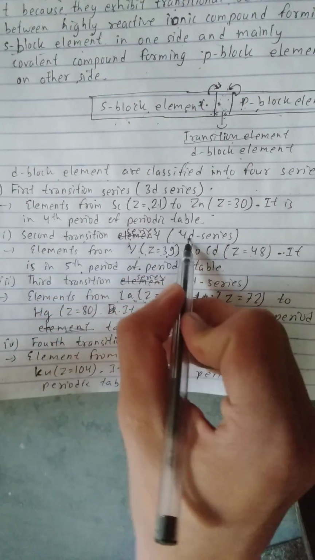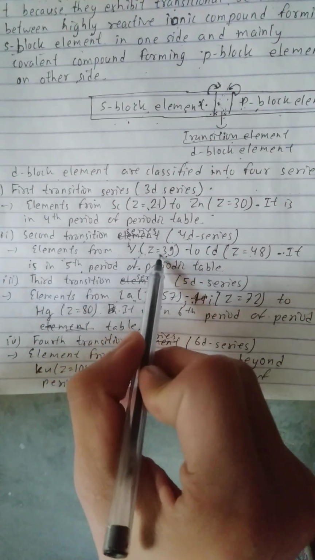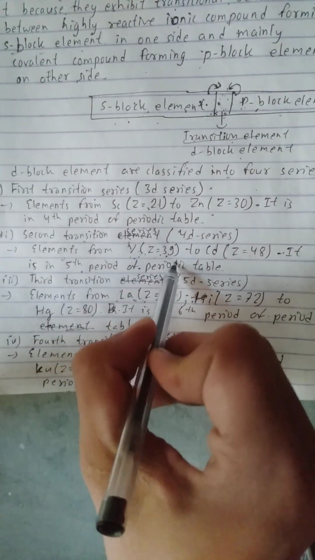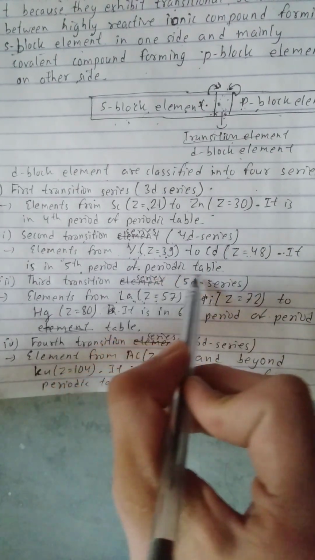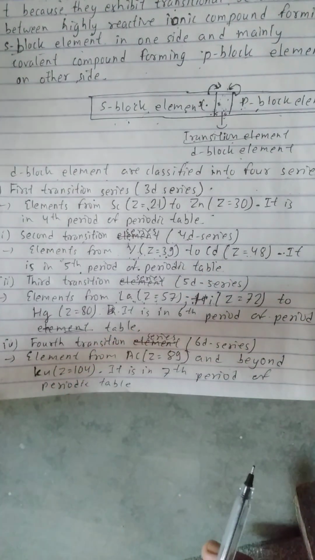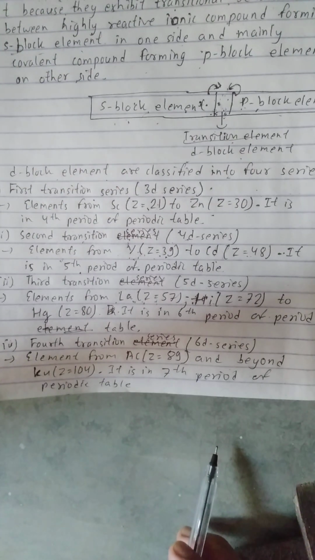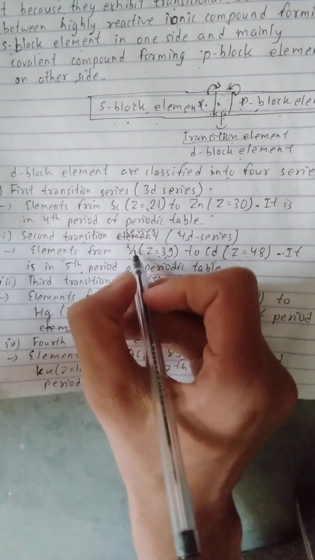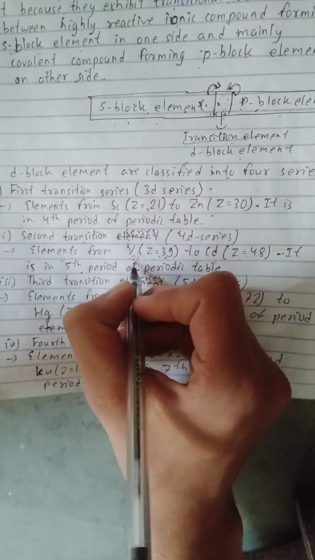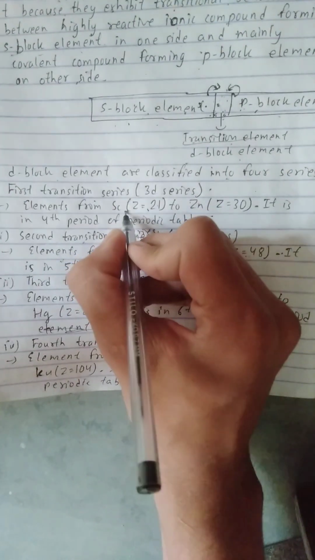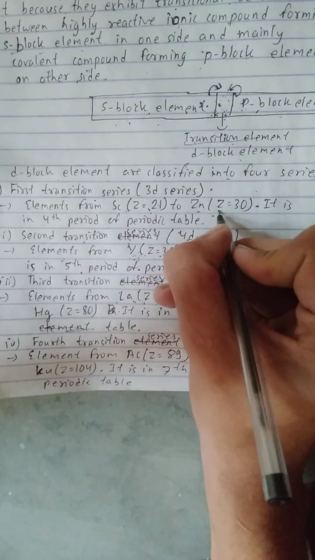The second transition series, that is the 4d series, has elements from Y, yttrium, Z equals 39, to Cd, cadmium, Z equals 48. It always lies in the fifth period. The first transition series starts with Sc, scandium, Z equals 21, to Zn, zinc, Z equals 30.